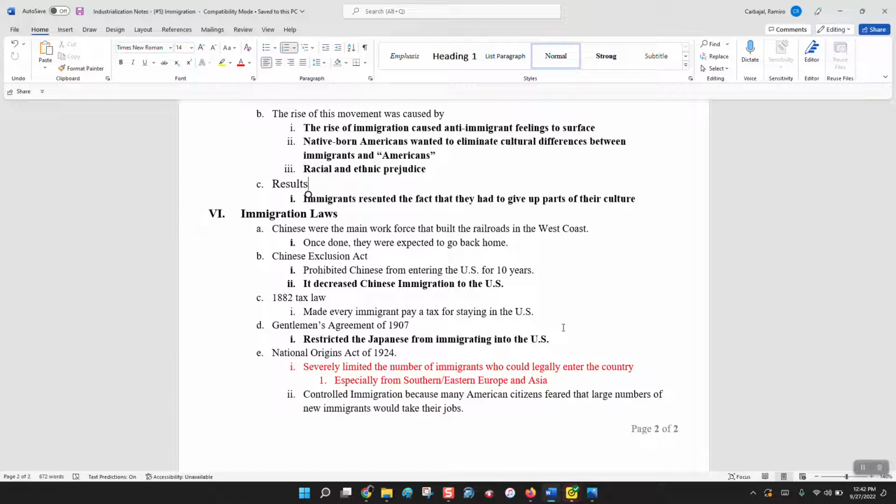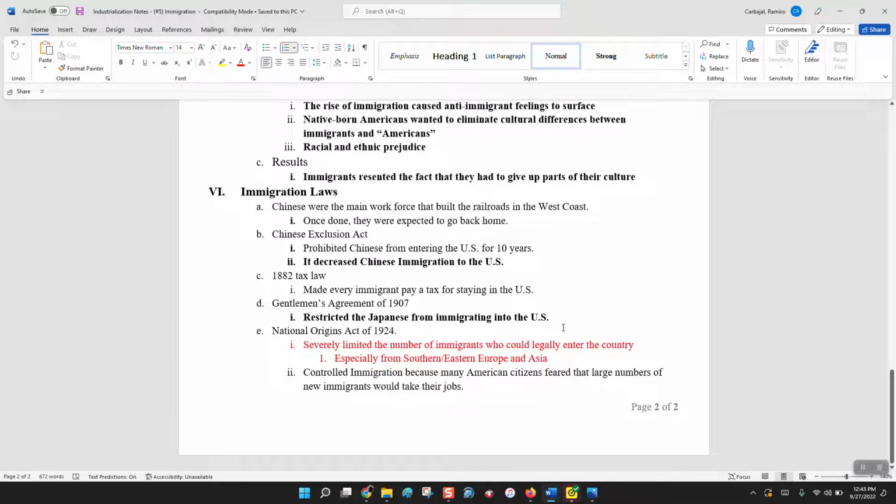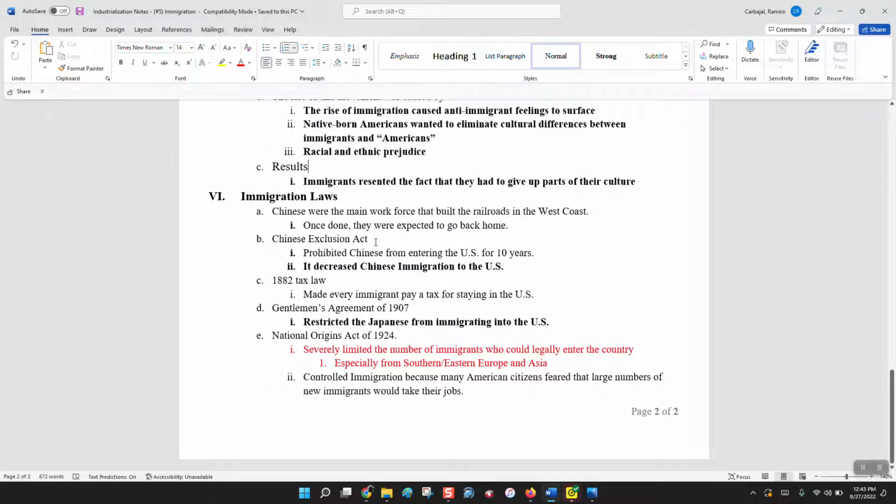And once the railroads were built, they started moving into cities like San Francisco and Sacramento here in California and starting to compete with regular Americans for the factory jobs available. And that's going to lead to a lot of problems. It led to so many problems that they signed a new law called the Chinese Exclusion Act. They basically said, since you're not going home, from this point forward, no more Chinese immigration for 10 years. And it is going to heavily decrease immigration to the US from China.